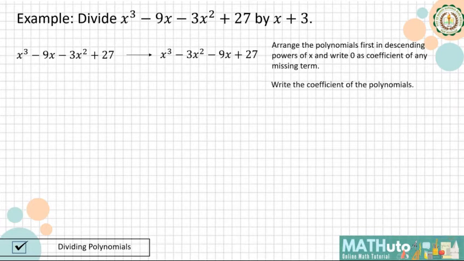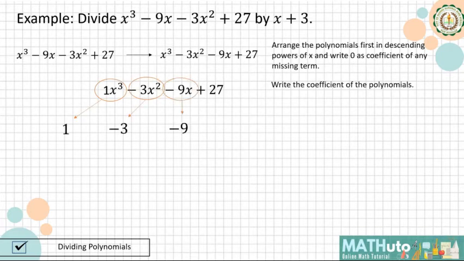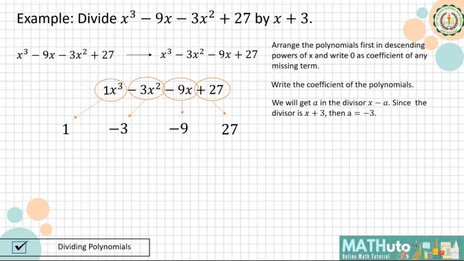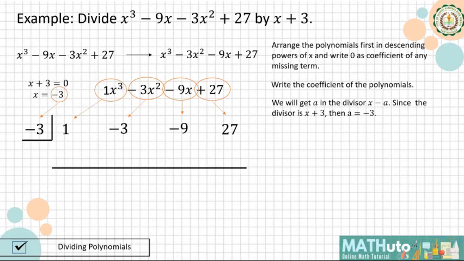Next, write the coefficient of the polynomials. So in this polynomial, the coefficients of each term are 1, negative 3, negative 9, and 27. After that, we will get a in the divisor x minus a. Since the divisor is x plus 3, then a is equal to negative 3. Another way is to equate x minus a or the divisor be equal to 0. So that is x plus 3, our divisor, equal to 0, and get the value of x, which is negative 3. This negative 3 will be our a. And then write this in this format.